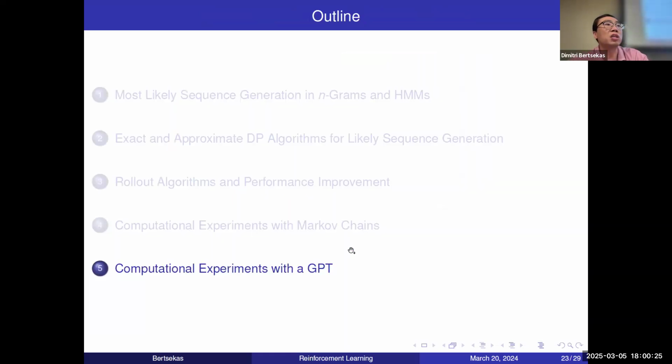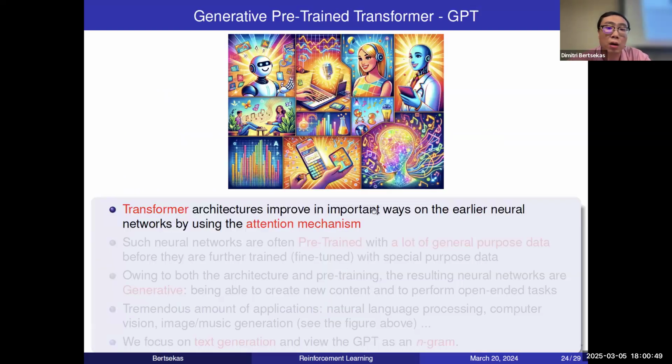Okay, so in this small scale example, 100, 1,000 states and so on, it's possible to compute the optimal policy. So it's an academic example to demonstrate how much improvement you can get from the rollout. In the next example, we're going to test the algorithm on GPT, more specifically with GPT-2.